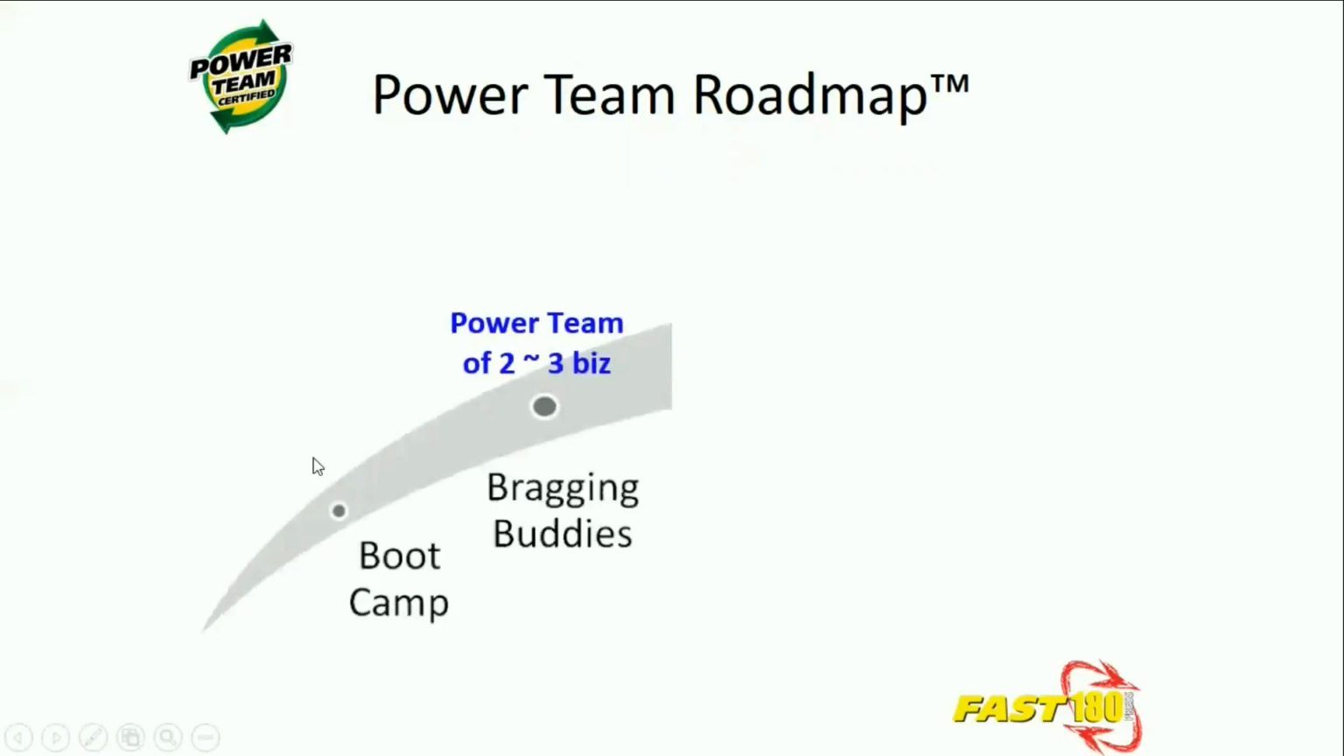So anyway, one of the first things that we learn in Power Team Certified is that there's 4 stages of Power Team development, and everybody skips over the first 2, which is the boot camp and bragging buddy stages. And basically Power Team Certified gets you through these 2 stages. They're counterintuitive. They're not something that you would figure out on your own. They're not in the Money on the Table book. And so this is really where Power Team Certified will take you.